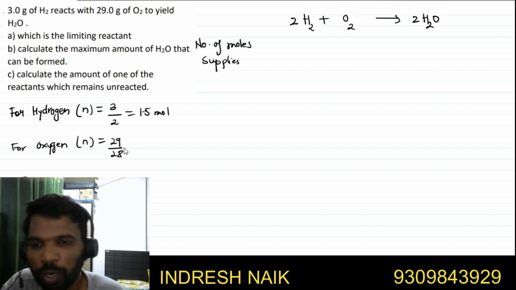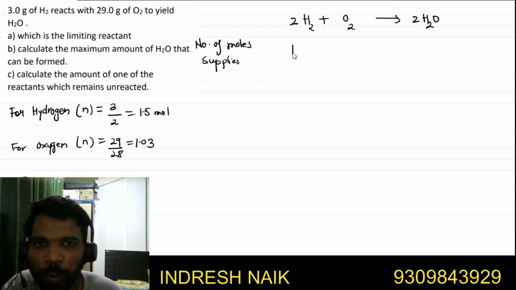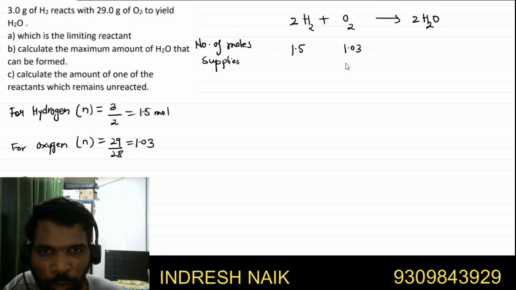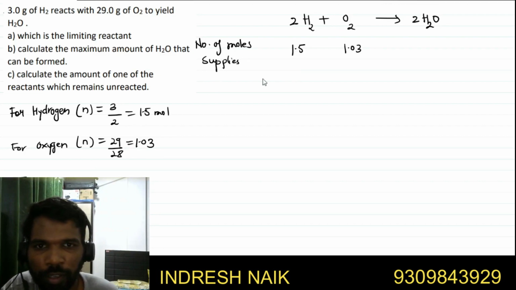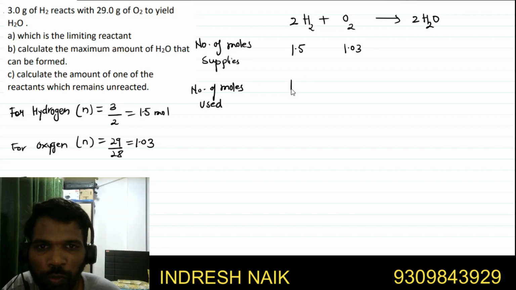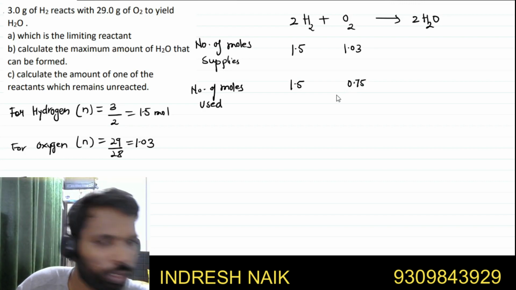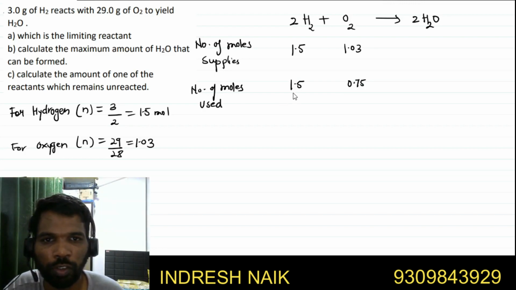Answer is 1.03. Here, the number of moles of H2 supplied is 1.5 mole. The thing is very clear. If this is 1.5, how much will be used? Number of moles used: if this is 1.5, this should be half of it, that is 0.75. Yes, half of this is 0.75, isn't it?